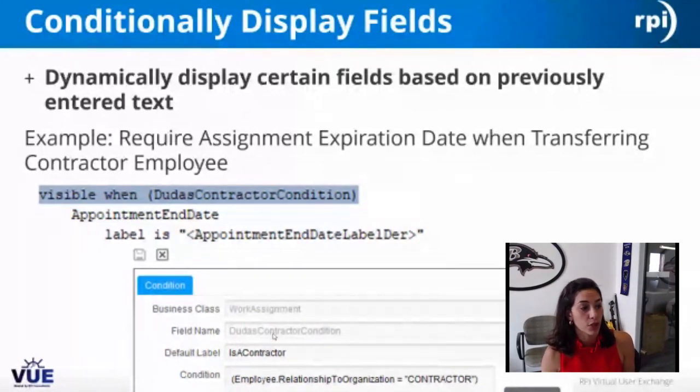So what you can see here is my condition. I created a contractor condition on the work assignment business class to say, the condition is true when the employee's relationship to organization is contractor. Go ahead and hit next for me, please.